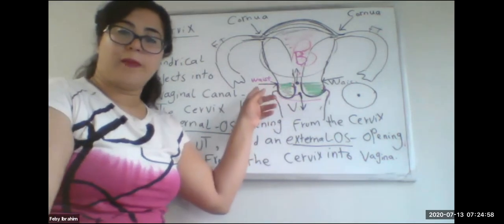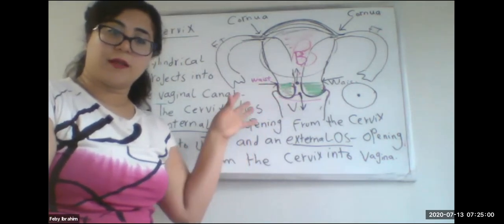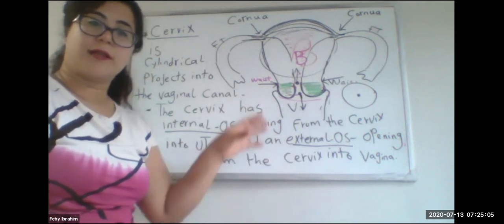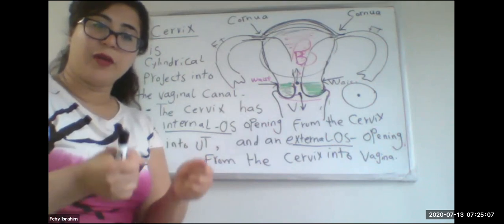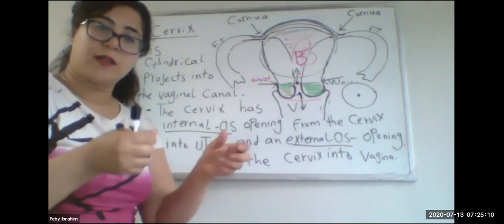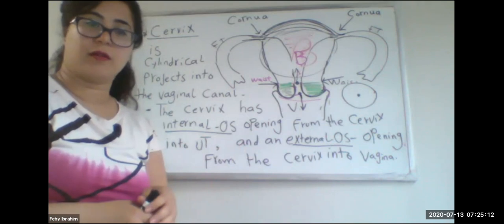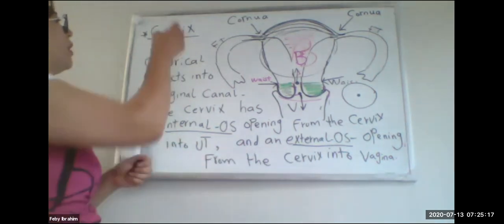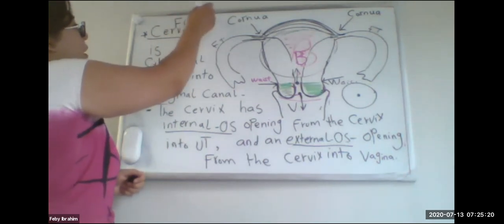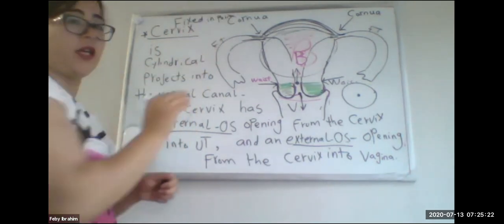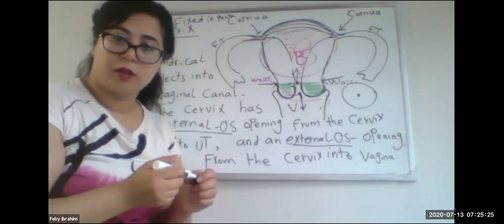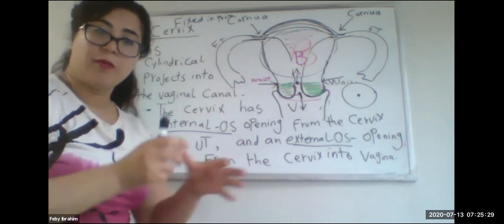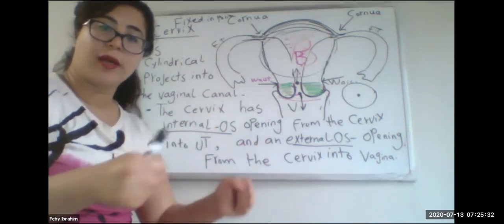Do you remember when we mentioned the isthmus is the most flexible part of the uterus? The cervix is firmly supported, the most fixed part of the uterus. It's fixed in position. It's not movable. This is the opposite of the isthmus. Why? Because it's held by two ligaments.